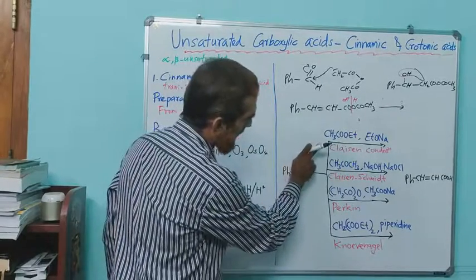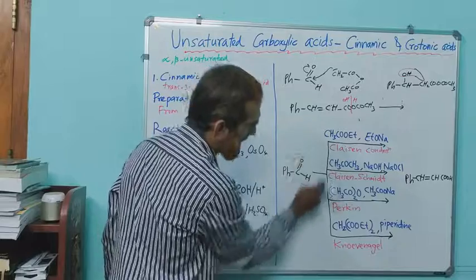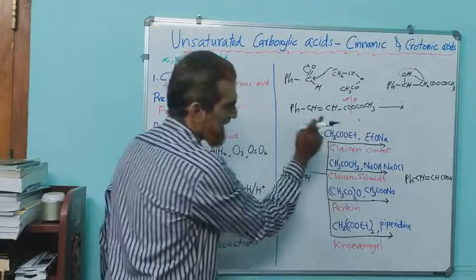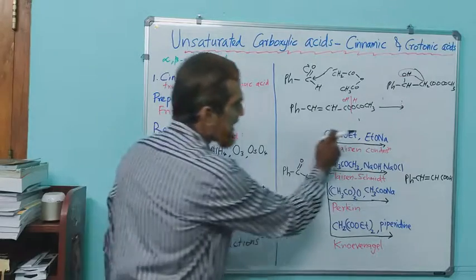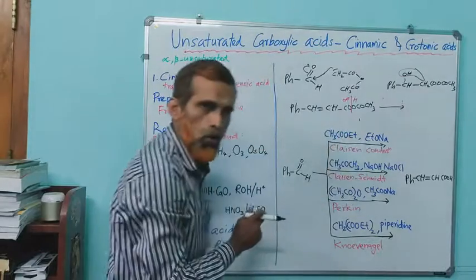If you compare Claisen reaction and Perkin, it is interesting. Very similar reaction. Here it is ester, here it is acid anhydride. Here you get a byproduct that will be ethanol, isn't it?